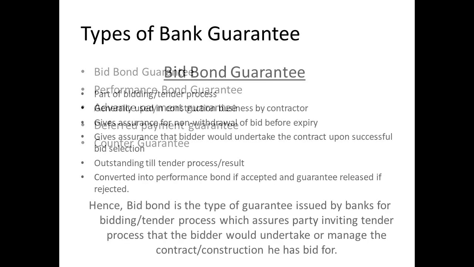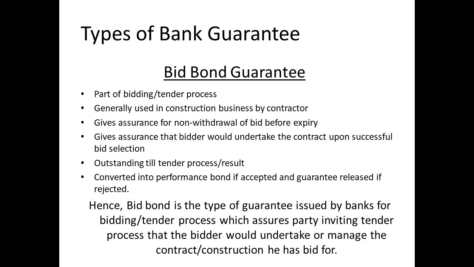A bid bond guarantee is generally used in construction related business by a contractor for the bidding or tender process. The party inviting a tender, or project owner, asks the contractor to provide the bid bond to ensure that the bid will not be withdrawn before the tender result. Further, it also assures the project owner that the bidder will undertake the contract if the bid is selected. Moreover, the bid bond guarantee will be outstanding till the tender process or result, so it is converted into a performance bond upon selection of the bid and will be released upon rejection of the bid.